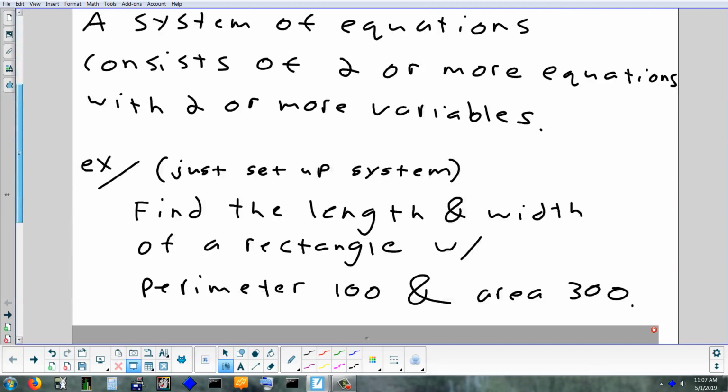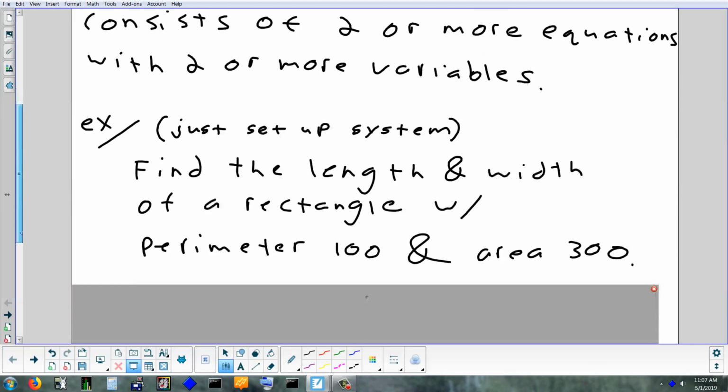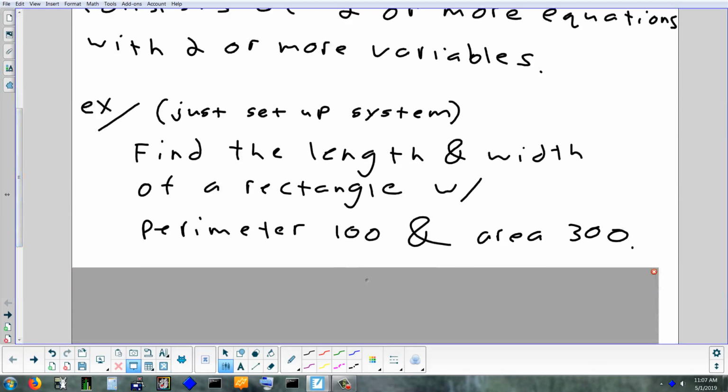Okay. So for this one, I just want to set up the system. We're going to solve it in the next example, but for now I just want to set it up, and then we're going to talk about substitution. And then we'll come back and solve it. Now, this one says find the length and width of a rectangle, and they give you some conditions. The perimeter is 100, the area is 300.